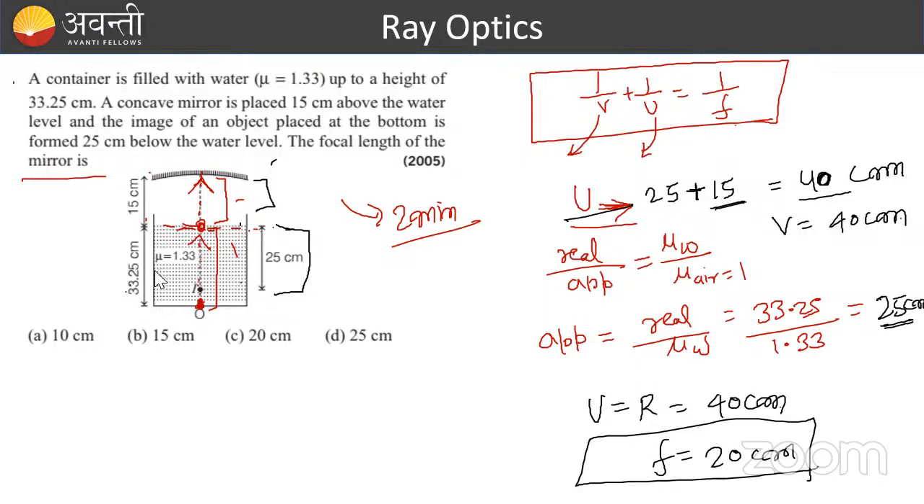So the object distance is this. Image distance is given in the question. It is given that it is getting formed 25 centimeter below the water level. So that's given. We don't need to apply any real-apparent concept here. It's already given it is getting formed 25 centimeter below. So that is why. Any doubt? Anyone?